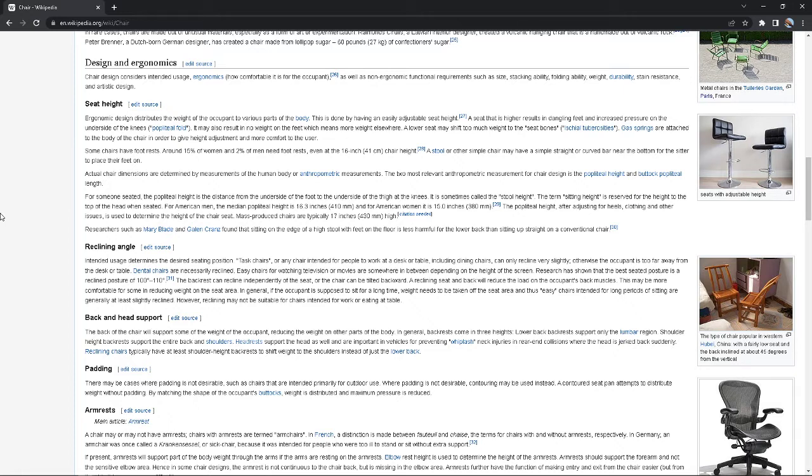In general, if the occupant is supposed to sit for a long time, weight needs to be taken off the seat area, and thus easy chairs intended for long periods of sitting are generally at least slightly reclined. However, reclining may not be suitable for chairs intended for work or eating at the table.